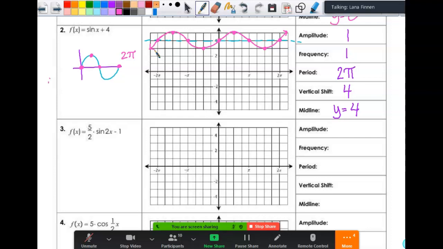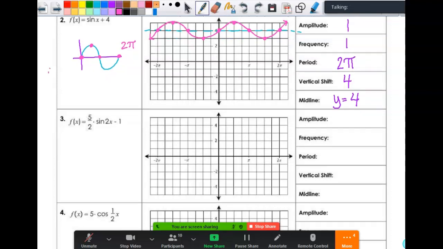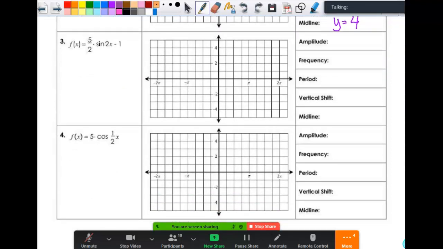What questions do you have? Anything? Okay. On number 3, go ahead and fill out the little chart on the right on your own. And make sure you agree with me.